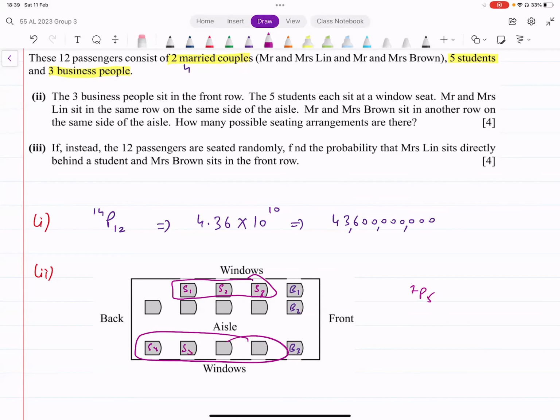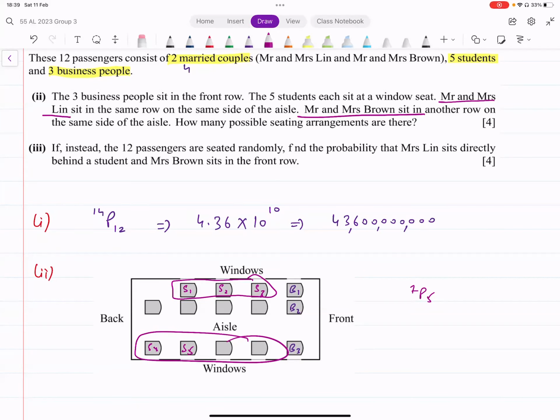This is one possibility if we do 75 here for the students first, and that would mean that we cannot fulfill the conditions for Mr. and Mrs. Lin and Mr. and Mrs. Brown in that case. उनको नहीं प्लेस कर सकते, उनकी कंडीशन नहीं मीट होगी किसी तरह से, राइट? तो हम स्टूडेंट से स्टार्ट नहीं कर सकते.